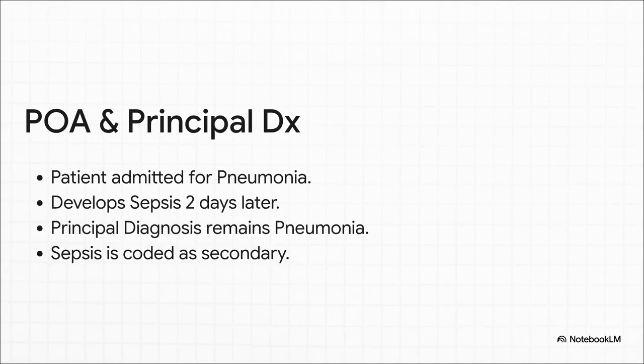Okay, let's combine what we're learning today with our last lesson on POA indicators. A patient is admitted strictly for pneumonia. 2 days into their stay, they take a turn and develop sepsis. Because the sepsis wasn't present when the admission order was written, its POA indicator is N. Because of that, sepsis cannot be the principal diagnosis. It didn't occasion the admission, so the principal diagnosis stays as pneumonia. The sepsis gets coded as a secondary diagnosis. It's a powerful major comorbidity, sure, but it doesn't take the top spot.